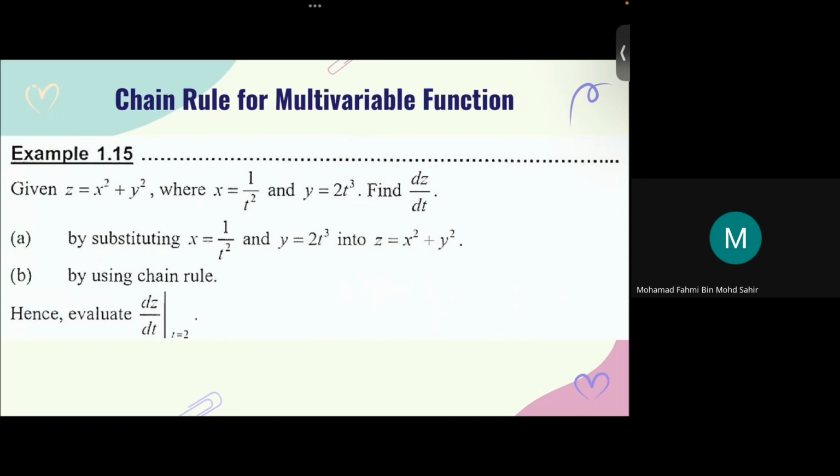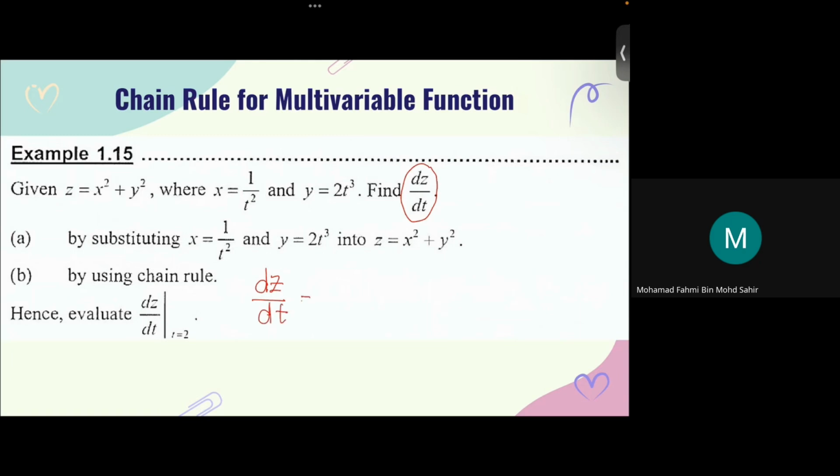Okay, dz/dt. There are two options for you to do these questions. The first one is by substituting the x and y into the main equation. But here I'm going to show you how to use the chain rule to solve for these differentiations. The first thing you must do is form the chain rule equation. Look at what you want to find. So you write down dz/dt, what you want to find.